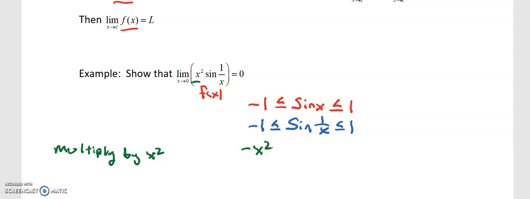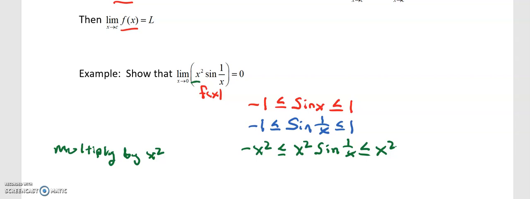I get -x squared. I'm going to multiply the sine of 1 over x by x squared. And I get x squared times the sine of 1 over x. And then I multiply 1 by x squared, and I also get x squared. So this step in green is the first step I used algebra to manipulate the inequality. In the blue step, I did not use algebra. I didn't divide or multiply through by 1 over x or anything like that. I simply made an intuitive step or knowledge that both of those are true.